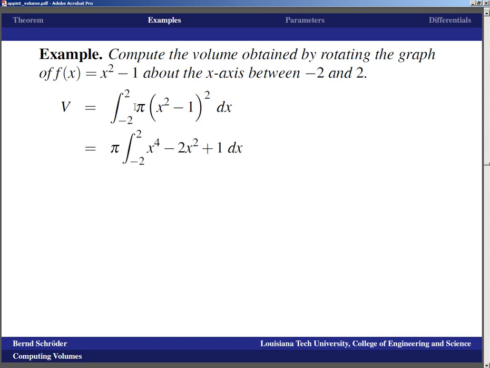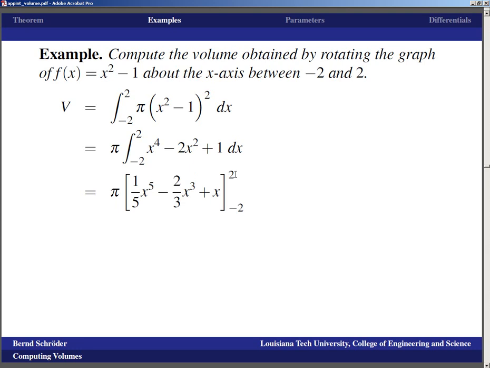Well, the pi is common, so we factor it out. We work out the square, so that's x to the 4th minus 2 times x squared times 1, so minus 2x squared, plus 1 squared, so plus 1. And that's a straightforward integral, right? I mean, the antiderivative, okay, keep the pi out front. Antiderivative of x to the 4th is 1/5 x to the 5th. Antiderivative of minus 2x squared is minus 2/3 x cubed. And the antiderivative of 1 is x, and we go from -2 to 2.